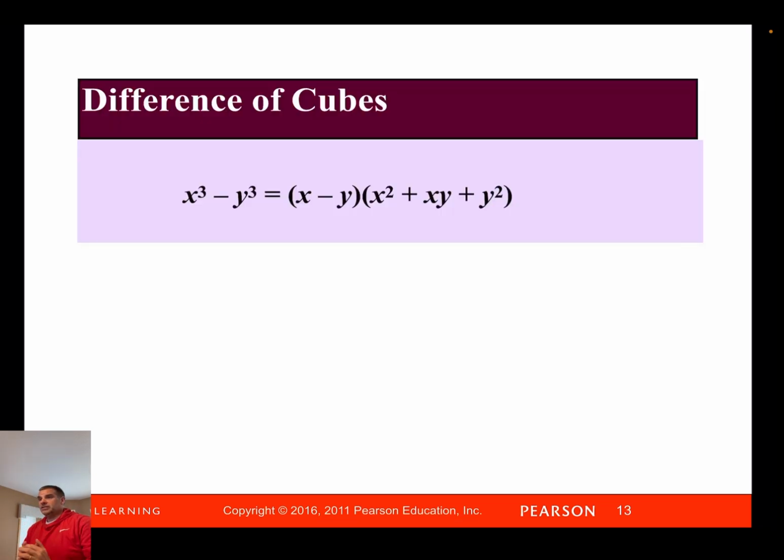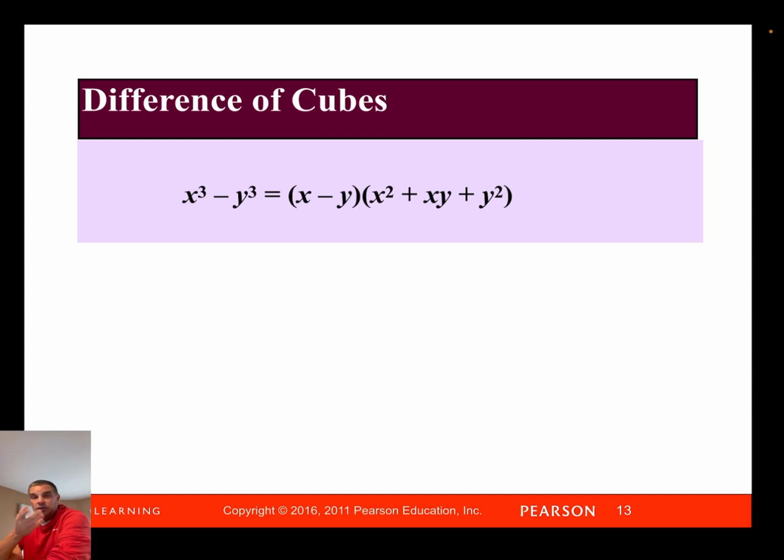So differences of cubes, this is the method we're going to use. We're not so much going to worry about factoring them as much as we're going to worry about expanding them. So this is a difference of cubes, and you need to write this formula down because this is one you're going to have to use. x cubed minus y cubed equals x minus y times x squared plus xy plus y squared. This is considered to be a difference of cubes.